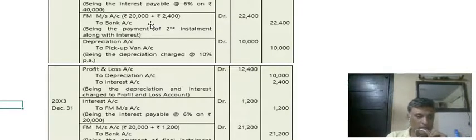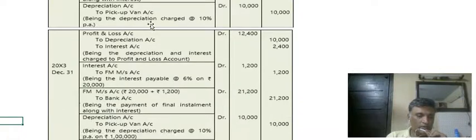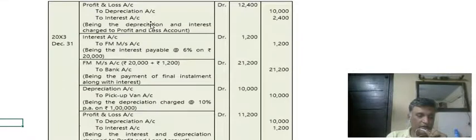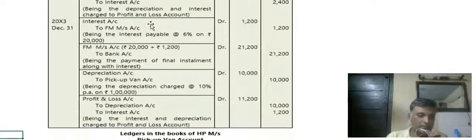Third year, similar entries are getting passed. Interest for third year is 1,200. Again, installment of 21,200, and then depreciation of 10,000. And finally, we will transfer to the P&L account both the depreciation and the interest.